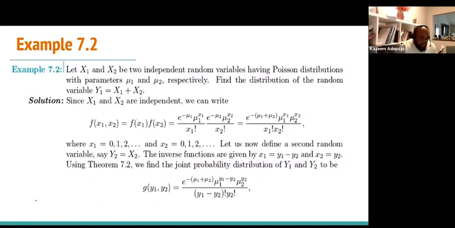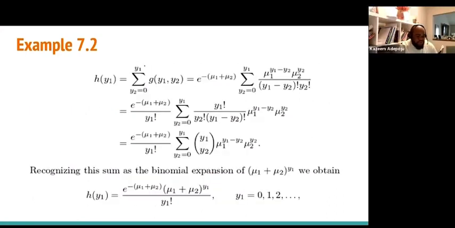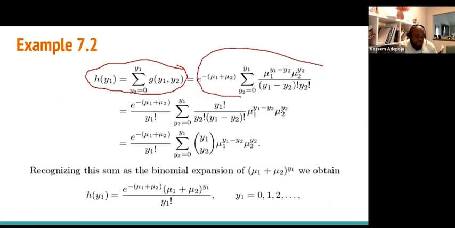Now the next thing I'm going to do is sum over y2, from 0 to y1. Don't forget, that's what we are going to do. By the time you do that, this is what you're going to have. So in the end, you're basically going to have this expression.